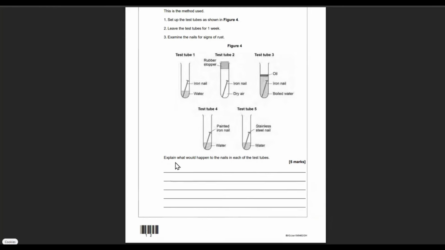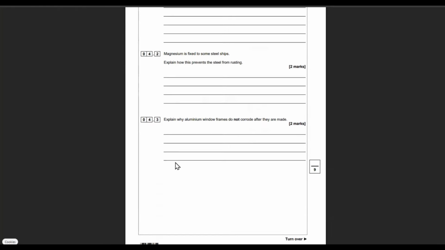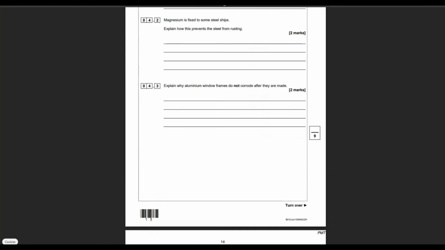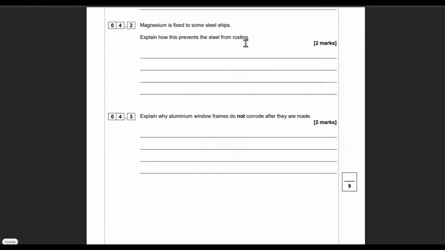That was 4.1. Let's go to 4.2. Magnesium is fixed to some steel ships. Explain how this prevents it from rusting. So I'm going to do you a little diagram. Why don't you bust out your pen and paper, have a go, and then unpause and watch the explanation.